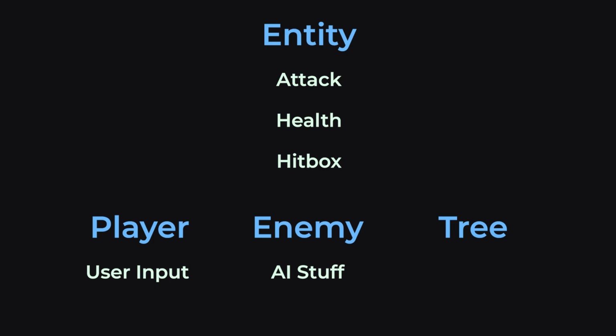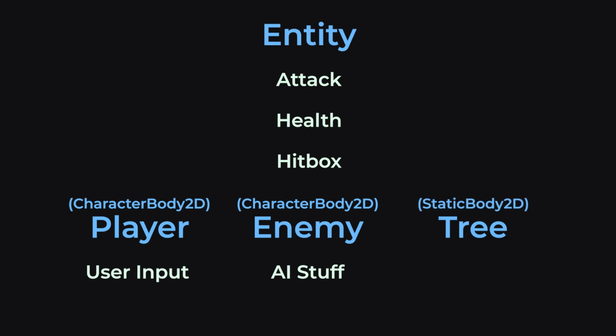Because we're using Godot, both the player and the enemy extend character body 2D, whereas the tree extends static body 2D. In the world of inheritance, at least in Godot, you can't extend from multiple classes. Since player and enemy both need their own character body 2D code, entity must also extend character body 2D. However, since tree also extends from this entity class, that means it must also be a character body 2D.